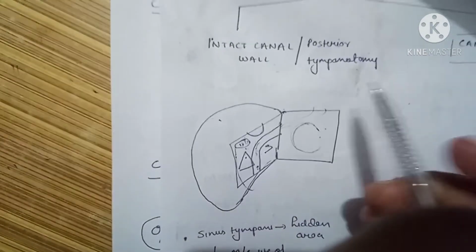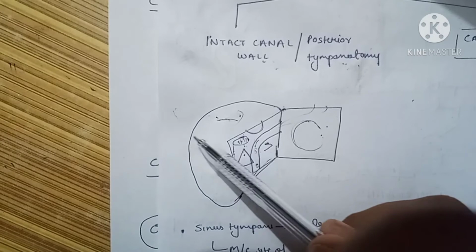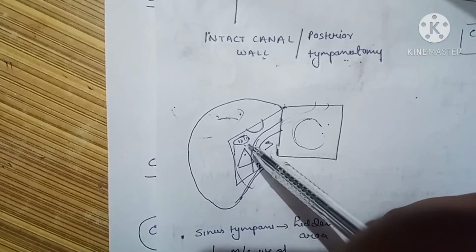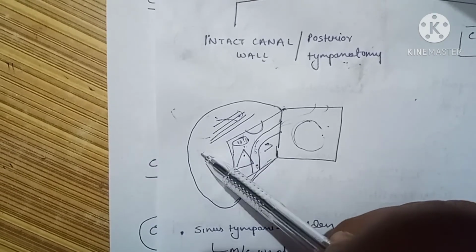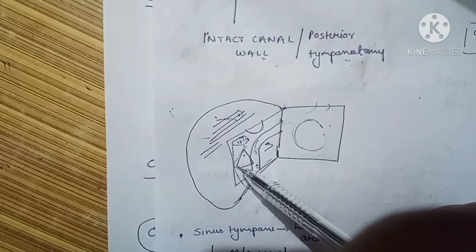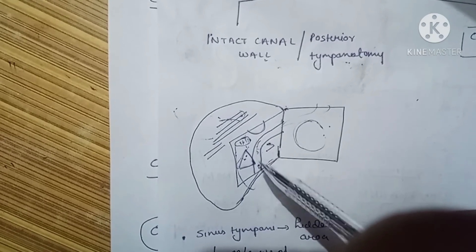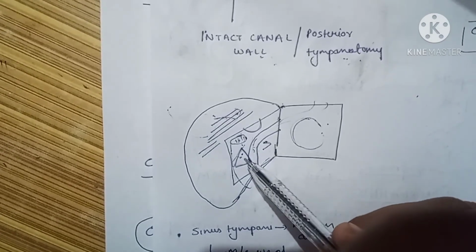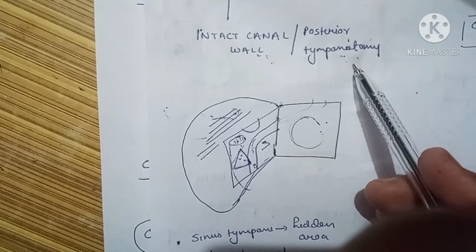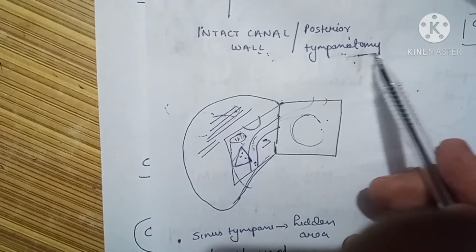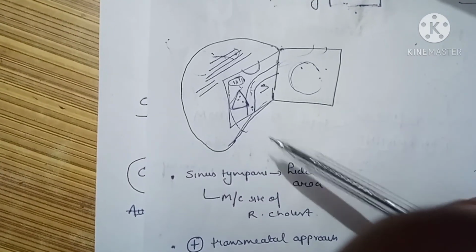When we are doing an intact canal wall surgery or posterior tympanotomy, we clear the disease from the mastoid by doing the cortical mastoidectomy, and then when we see that the disease in the mastoid is minimal, we cut through the facial recess, that is the area lateral to the facial nerve. This is the only area that is opened during an intact canal wall surgery, and it is also known as posterior tympanotomy because we are creating an opening, an otomy, in the posterior wall of the middle ear. So this is how posterior tympanotomy or intact canal wall surgery is done.